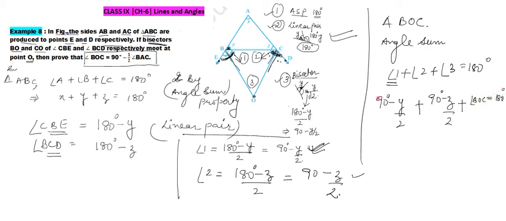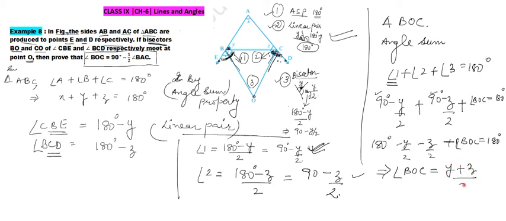Now let's simplify. 90 plus 90, 180 degree. So 180 degree minus y by 2 minus z by 2 plus angle BOC equal to 180 degree. Now let's shift this 180 degree over here. So 180 minus 180 is 0. What we are left with is that angle BOC is equal to y plus z by 2. I have shifted everything over there so that angle BOC is equal to y plus z by 2.